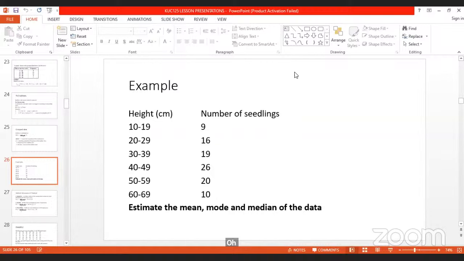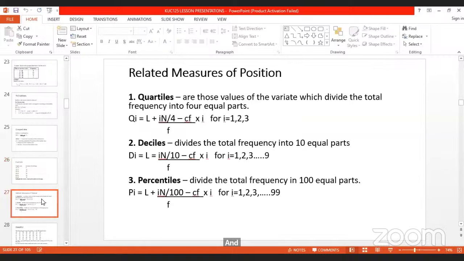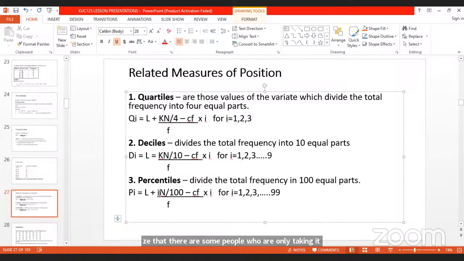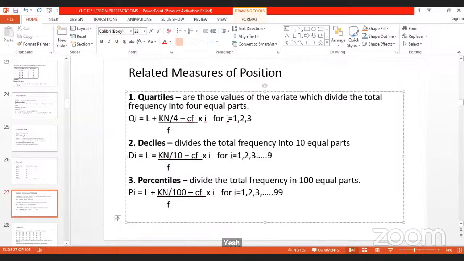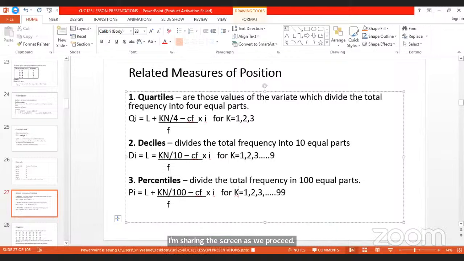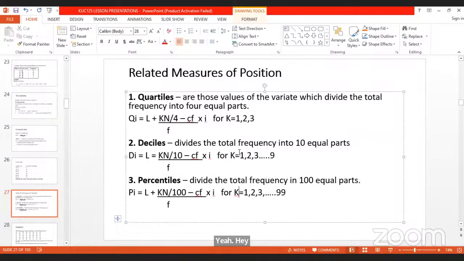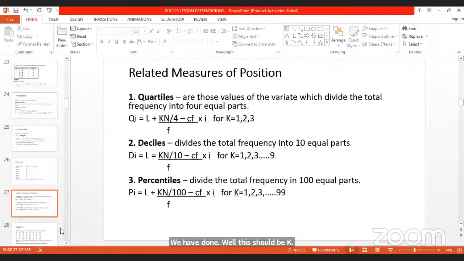I'm sharing the screen as we proceed. This is what we are saying, that we have related measures of position, and this is what we have done, or this should be K. So now with this in mind, we have already looked at an example because there are 3 measures of position: the quartiles, deciles, and percentiles. That is what we have looked at, and we have done an example.